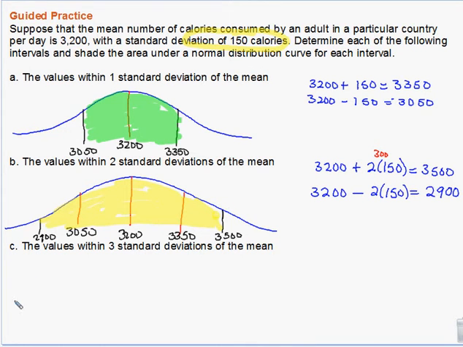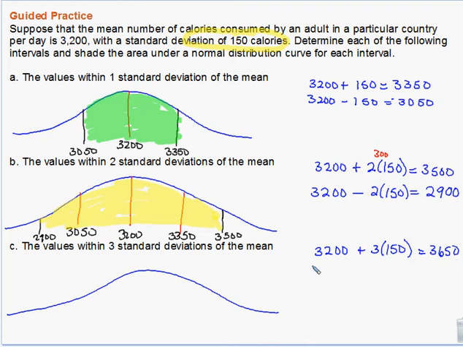And then if we have 3 standard deviations, we'll draw a curve again. Pretend it's perfect. We want to go out 3 standard deviations, so we're going to add 3 150s, which is 450. That puts us at 3,650. And then we're going to take away 3 150s, so that puts us at 2,750.